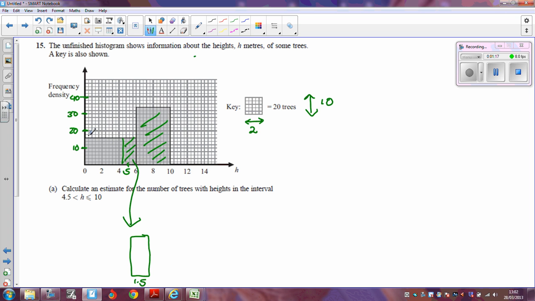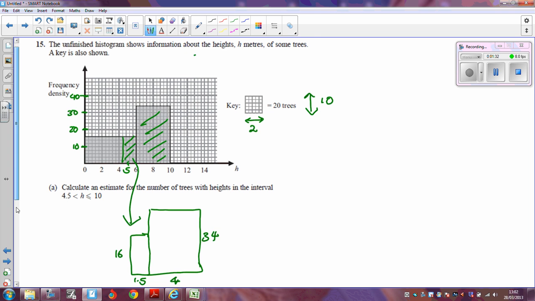The height of it, if I look at the scale here, it goes up 16. Okay, and the other bigger rectangle, the width of it, well that's from 6 to 10, which is 4, and the height of it is 34.